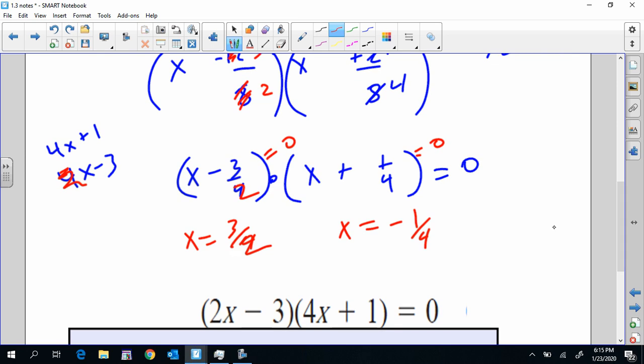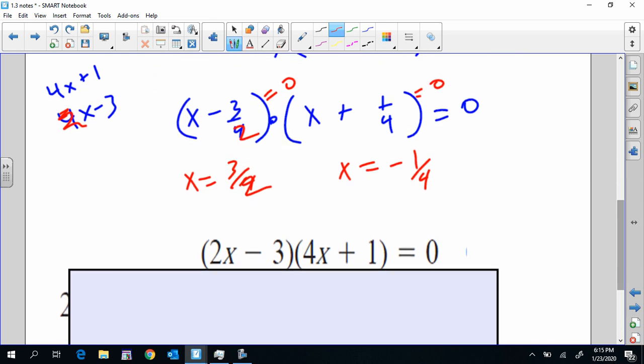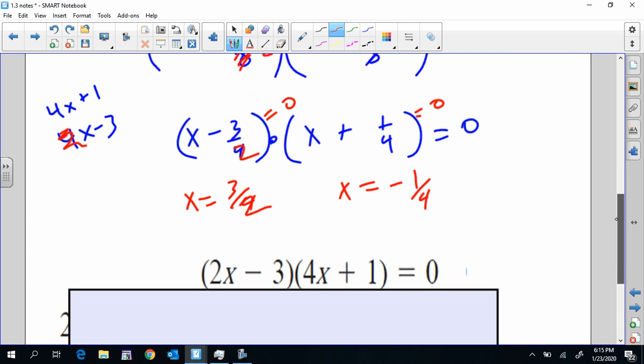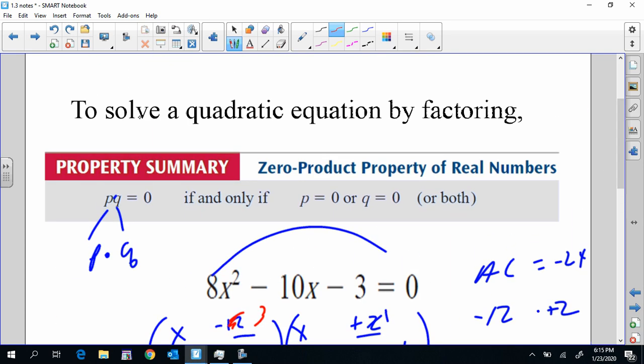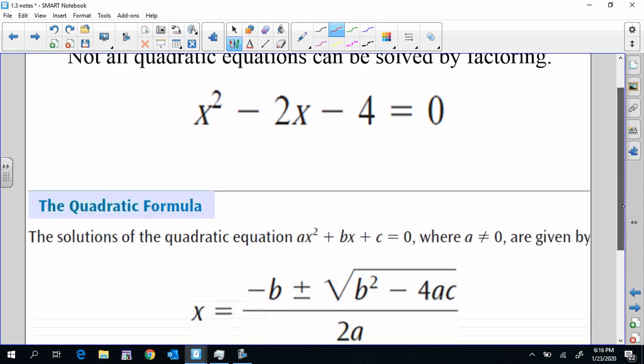I'm sorry, too. But you set each factor equal to 0. You solve. You get x equals 3 halves. You get x equals negative 1/4. With that, there's only one last thing we need to do. Solving by factoring the quadratics. And after that, yeah, you guessed it, the quadratic formula.